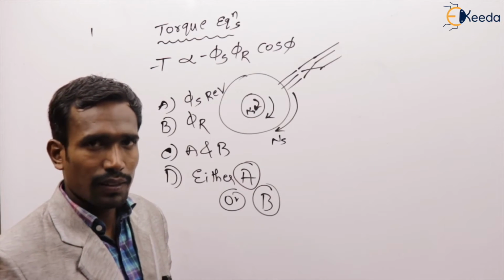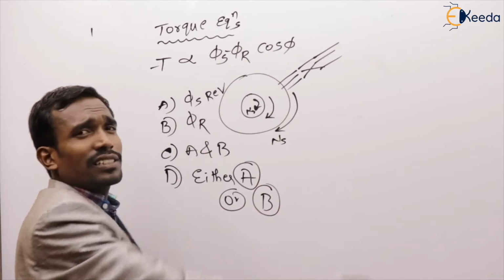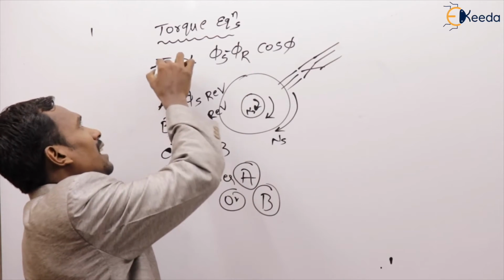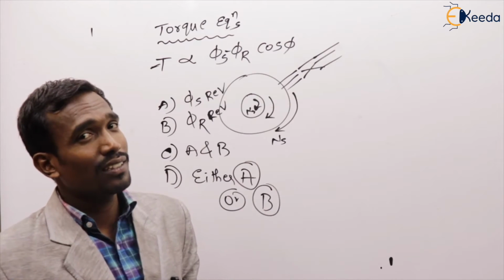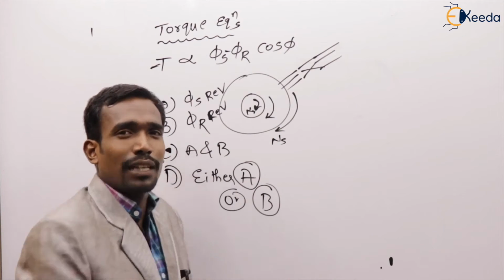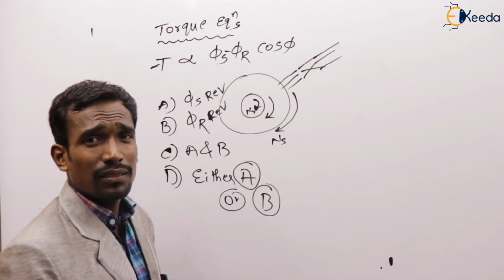Or if the rotor flux direction is reversed, then torque also reverses, then the rotor rotates in the opposite direction again. How can we reverse the rotor flux? By reversing the rotor terminals. Yes, of course, the second one is also a correct answer.